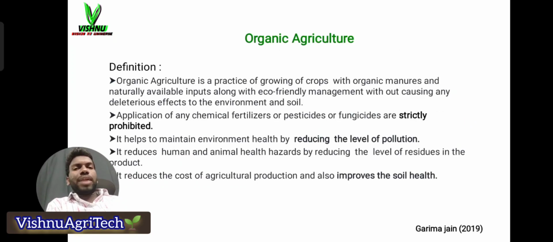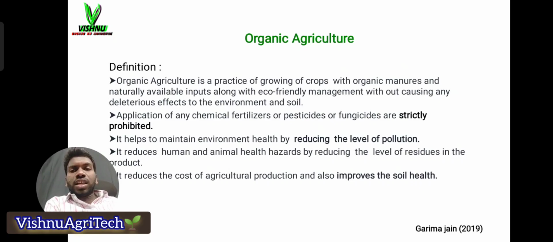And next, the organic agriculture definition. Organic agriculture is the practice of growing crops with the use of organic manures or naturally available inputs. Mostly we use naturally available inputs like farmyard manure and farm waste like plant waste. These are pollution free products. Application of any chemical fertilizers, pesticides, or fungicides is strictly prohibited, because we are growing crops in an organic system.